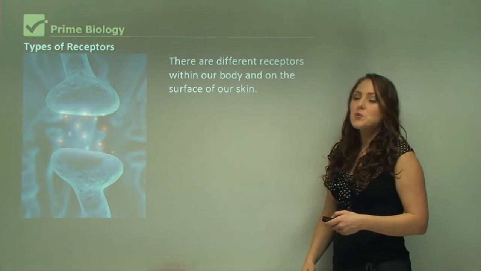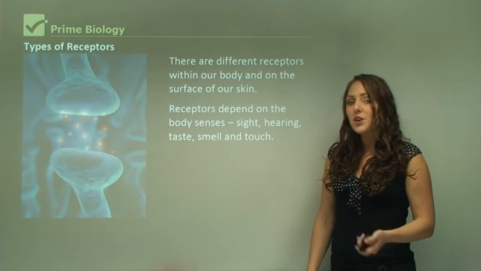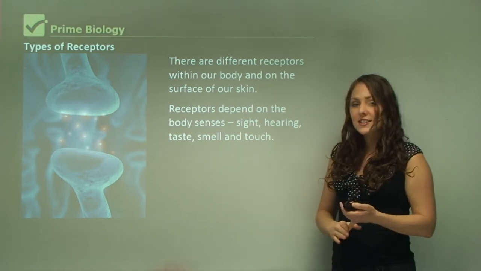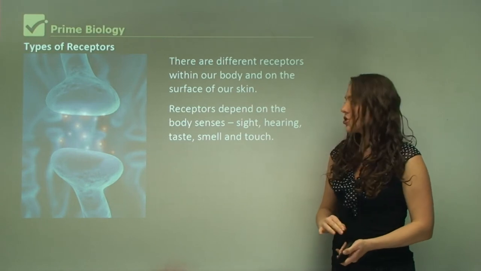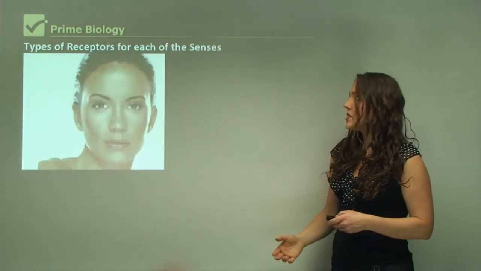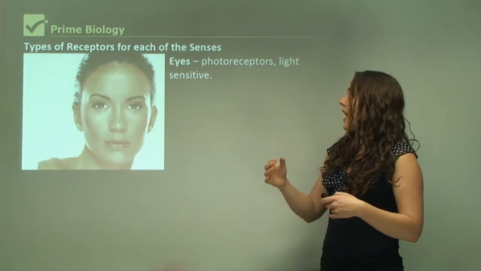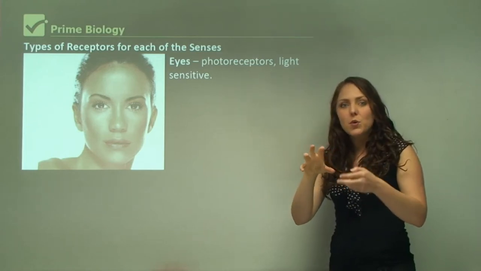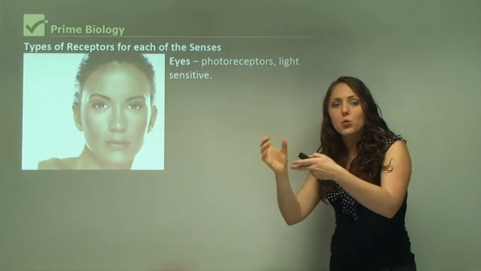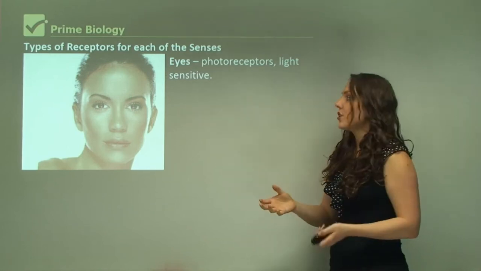There are different receptors within our body and on the surface of our skin. Receptors depend on the body senses. So there's sight, hearing, taste, smell, and touch. Types of receptors for each of the senses. Our eyes have photoreceptors, and they're light sensitive. Photo meaning light. So it tends to be whatever it is, it's the name before the word. So receptor, photo meaning light, light receptor, okay?